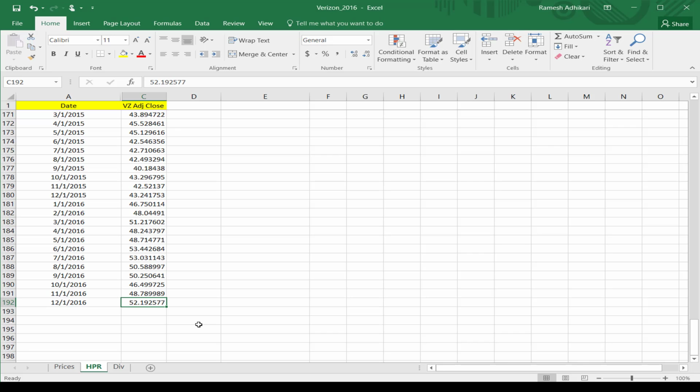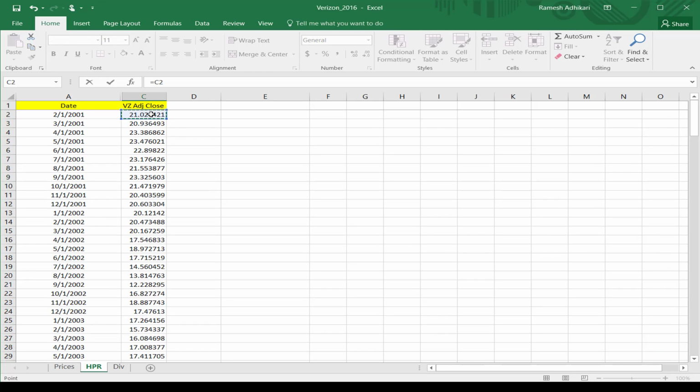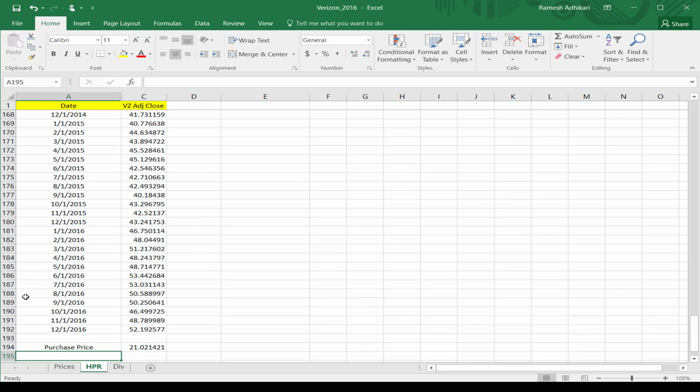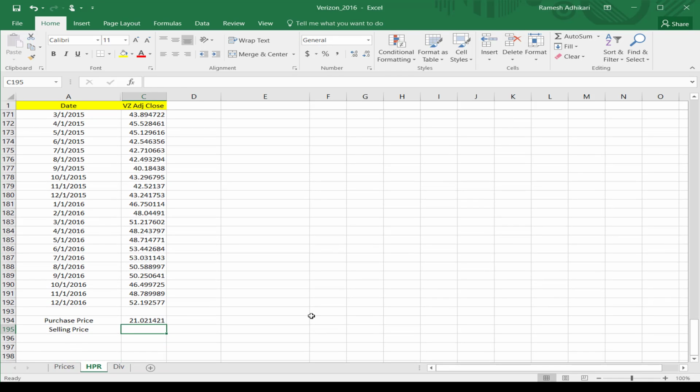So to compute the holding period return, you need the purchase price, right? Purchase price means how much you paid at the beginning of the period. So purchase price would be the price at the beginning of the period, right? And you need the selling price. Selling price means at what price did you sell the stock, right? So the selling price is the price at the end of the period. So once you know the purchase price and selling price, you can compute the holding period return.